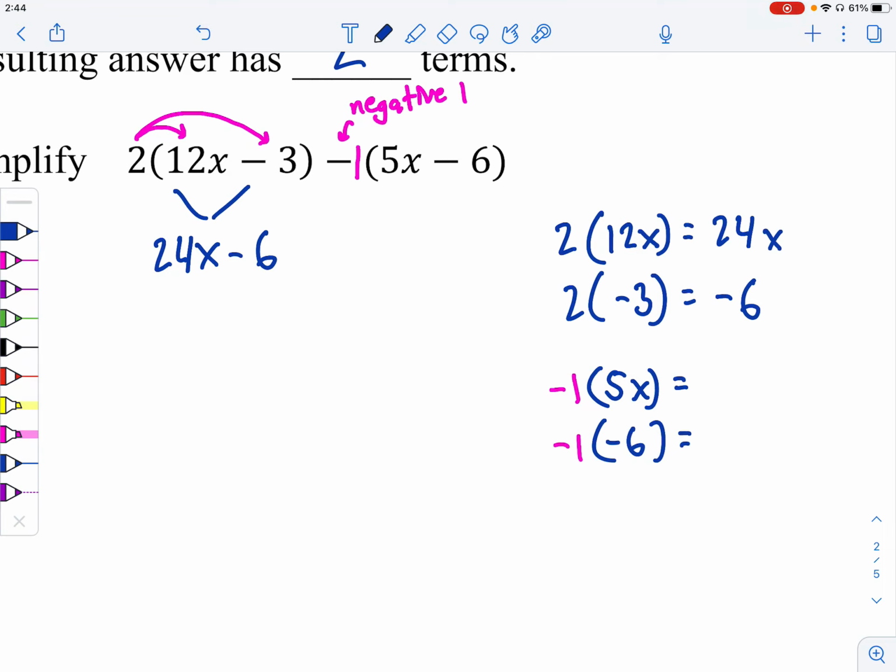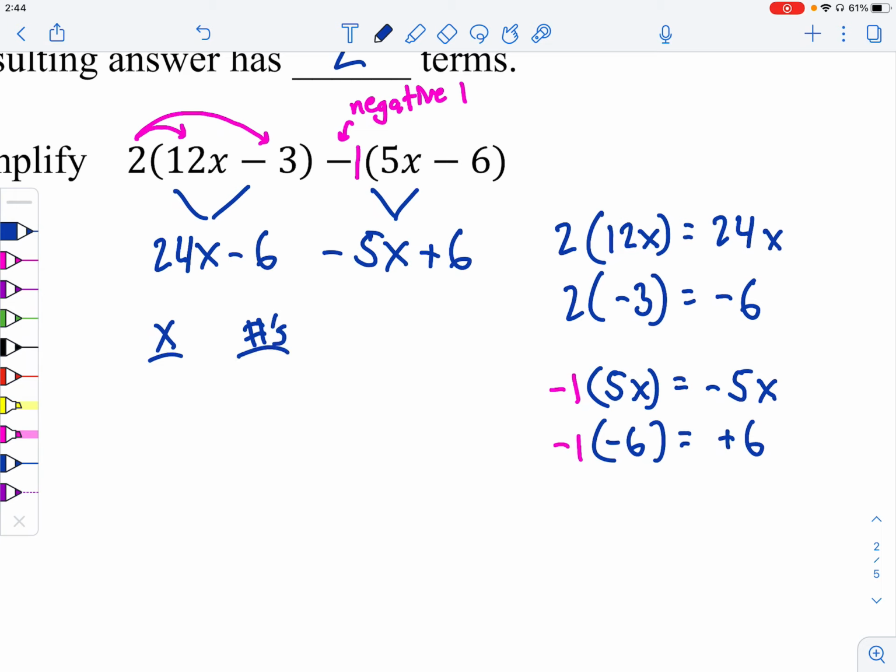And then we're distributing the negative 1. Right? So negative 1 times 5 is negative 5 with the x next to it. Negative 1 times negative 6 is positive 6. Right there. So the second part here is negative 5x plus 6. Right? So always remember, if you have subtraction, we distribute that negative 1 there. And then we combine like terms. Right? So we have x's and numbers.